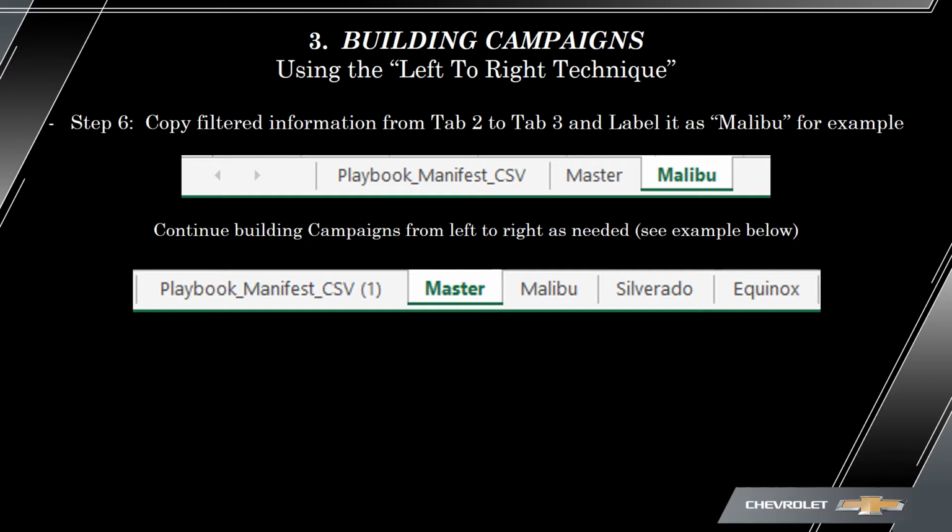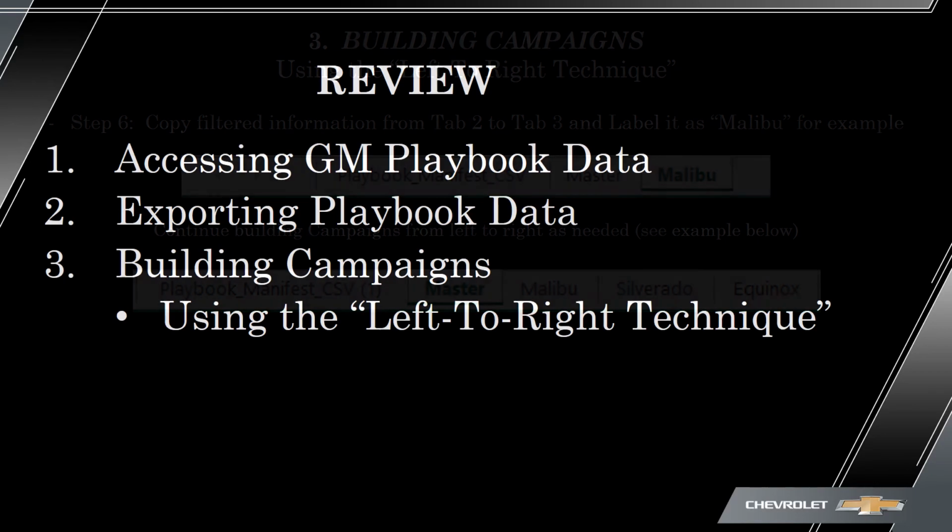Let's say you're working on Silverado, filter accordingly, copy, paste it over to the next tab to the right, call it Silverado, and then finally pull your Equinox targeted customers, copy and paste again to the right, label it Equinox.